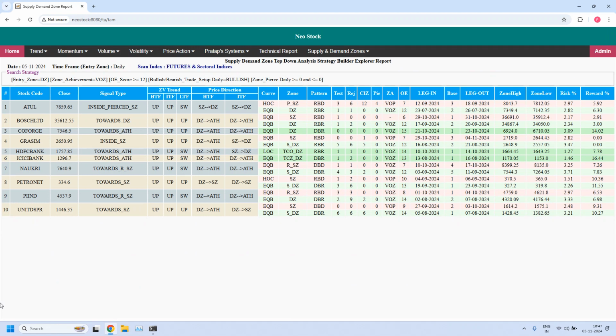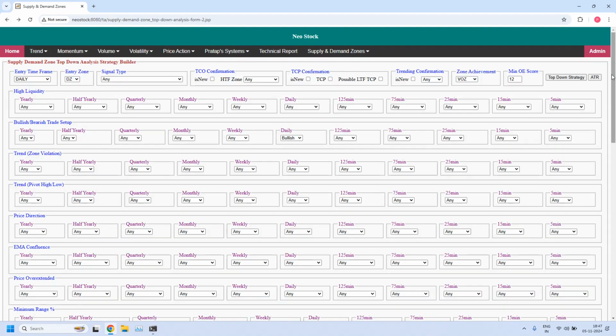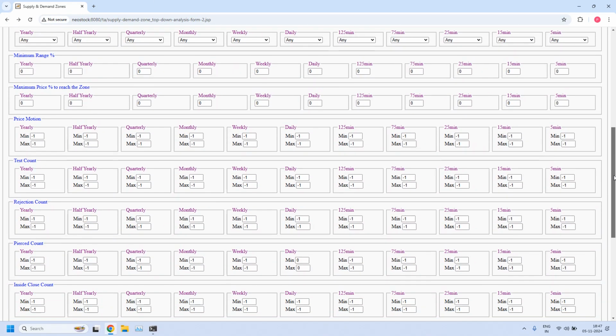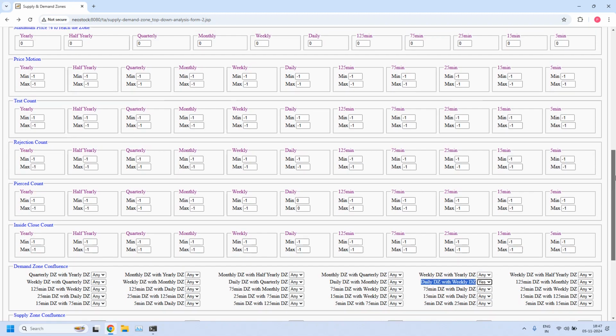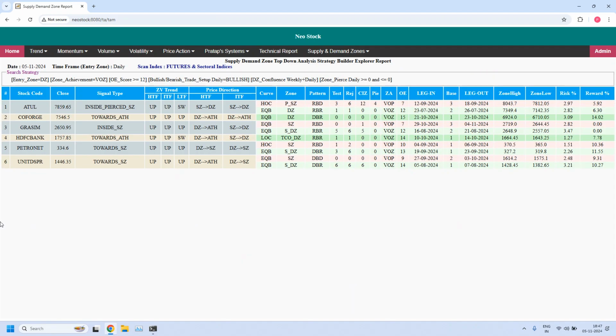So first let us identify based on ITF confluence, LTF, ITF demand zone confluence. That is a daily demand zone with weekly demand zone confluence. I am enabling the filter. Now let's verify. Out of the 10, we got 6 stocks. In all these 6 stocks, daily demand zones are part of the weekly demand zones. And weekly trend is uptrend because ITF trend.